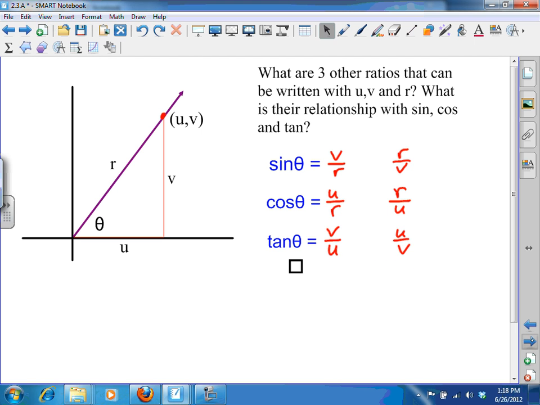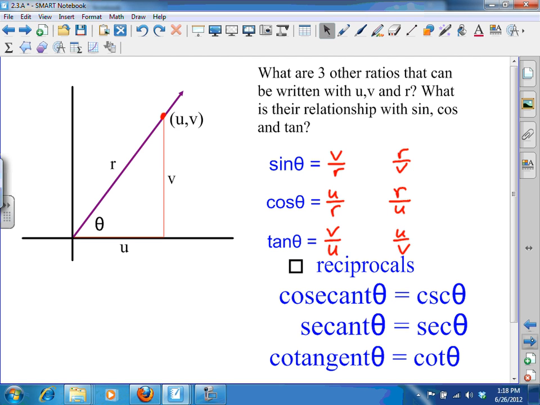And here are their names. These are called reciprocal functions, and the reciprocal of the sine, the R over V, is called the cosecant. The R over U is called the secant, and the U over V is called the cotangent. So here are three more names to know. These are the abbreviations, and we say cosecant for that CSC, and secant and cotangent.